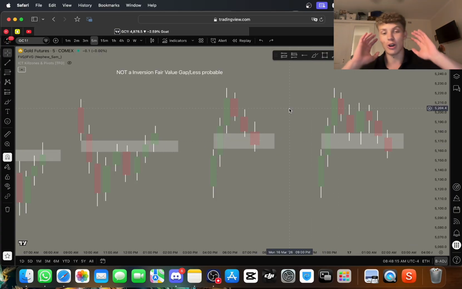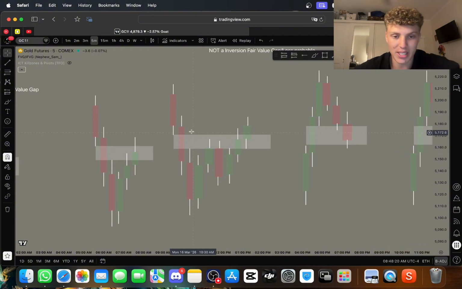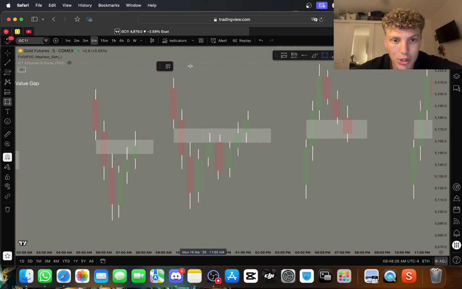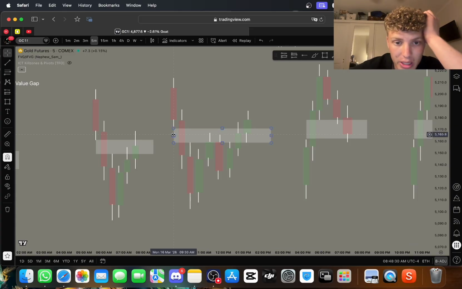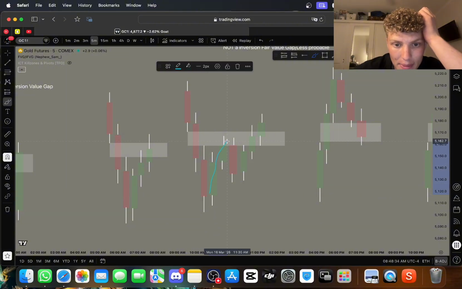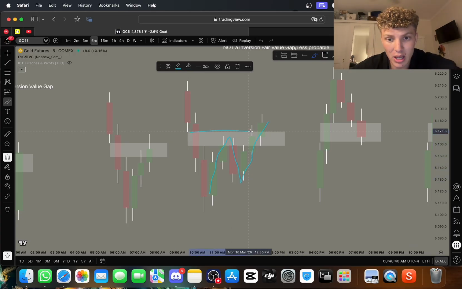And now I'm going to show you less probable inversion fair value gaps. So if we have a look over here, we can see we have this bearish fair value gap. Let me just put a box around this. So we have this bearish fair value gap here. As we can see, price comes in, taps into the fair value gap, displaces from it a little bit, and then continues higher, closing above this. This is still a valid inversion fair value gap. It's still a decent entry confirmation.